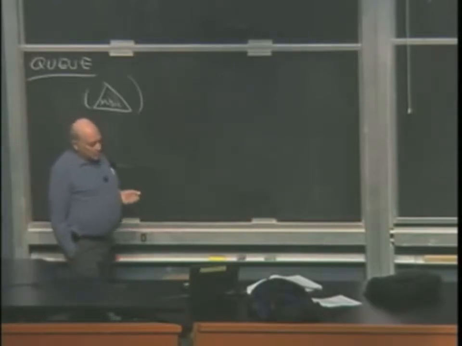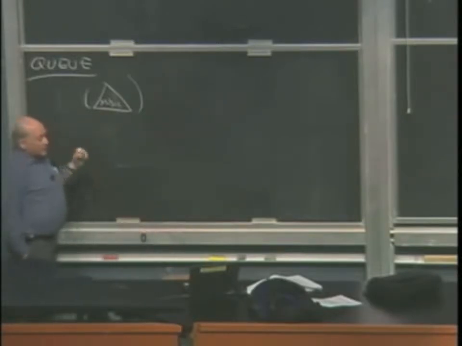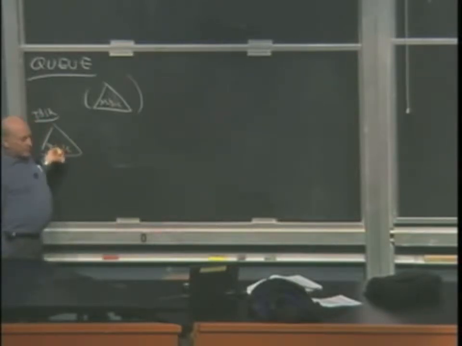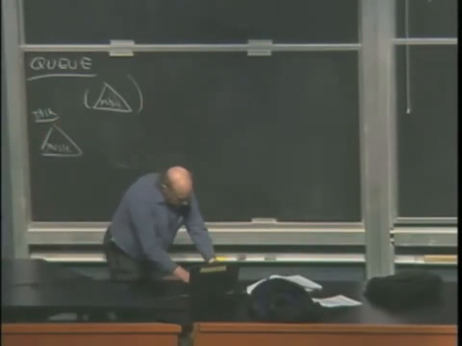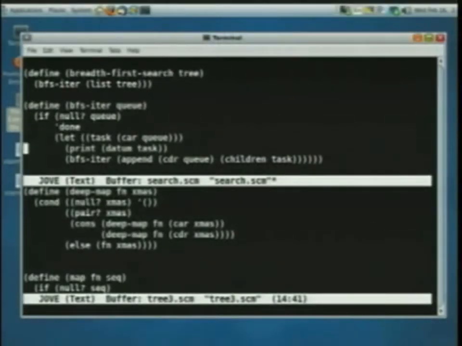Now, what do I do? I say, is the queue null? No, it isn't. So now let task be car of queue. Task over here is going to be the tree music. Now, what does it mean to deal with this task? I'm going to print the word music.